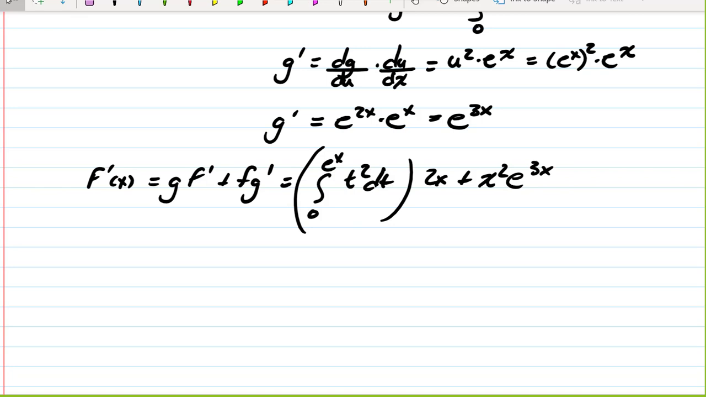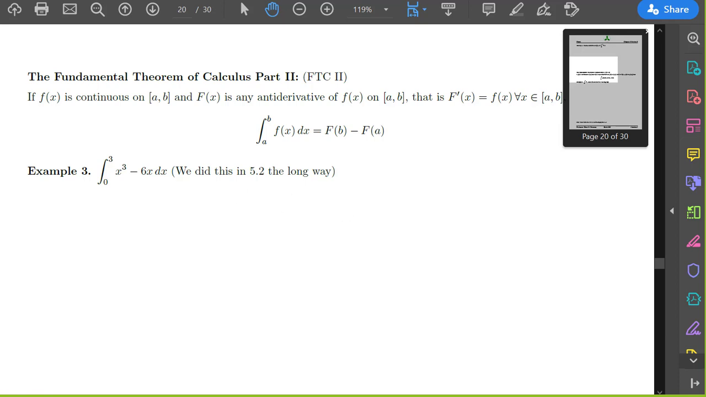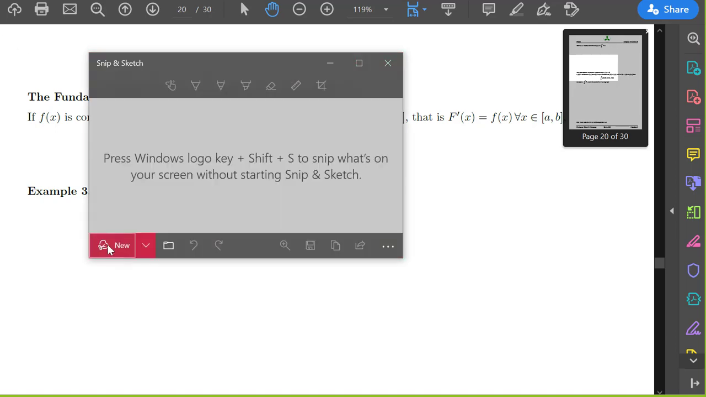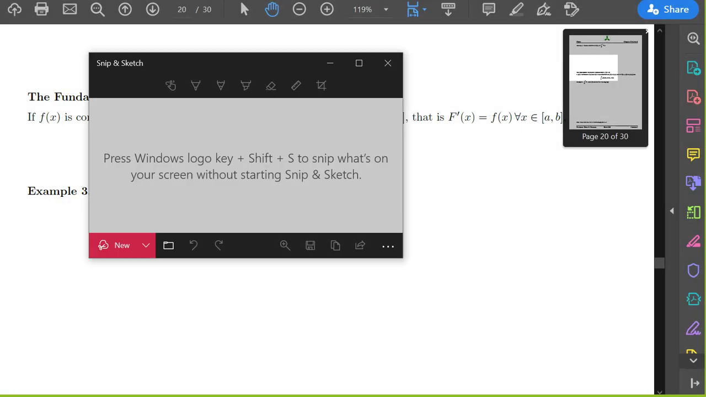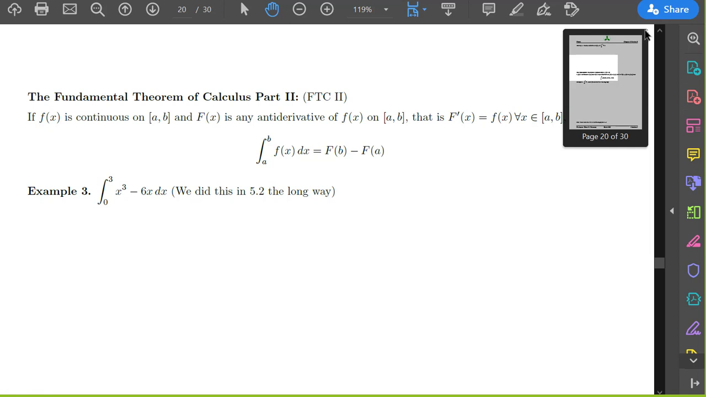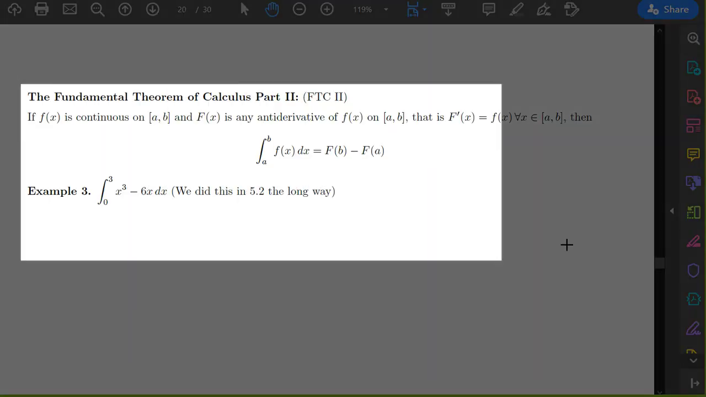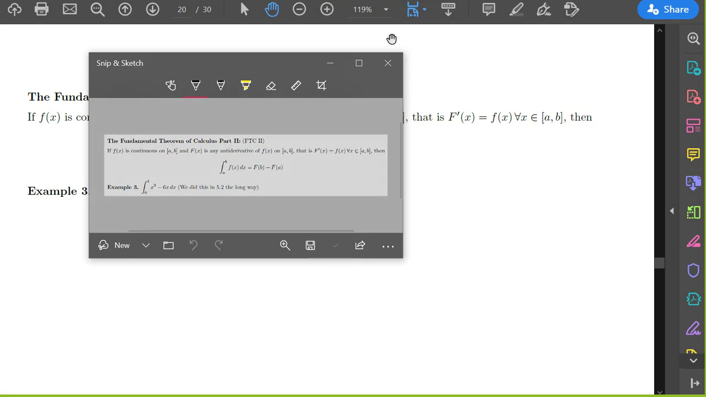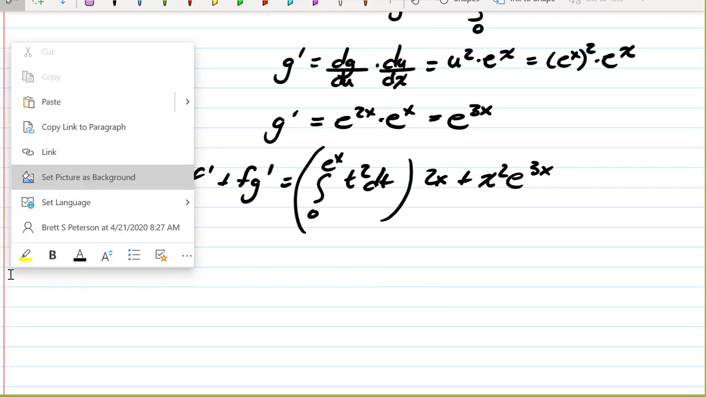All right, so we're going to move on from the fundamental theorem of calculus part 1 to the fundamental theorem of calculus part 2. So the fundamental theorem of calculus part 2 is nothing short of amazing.